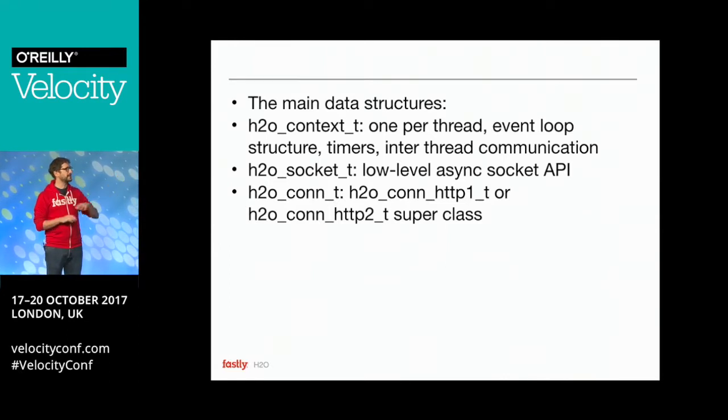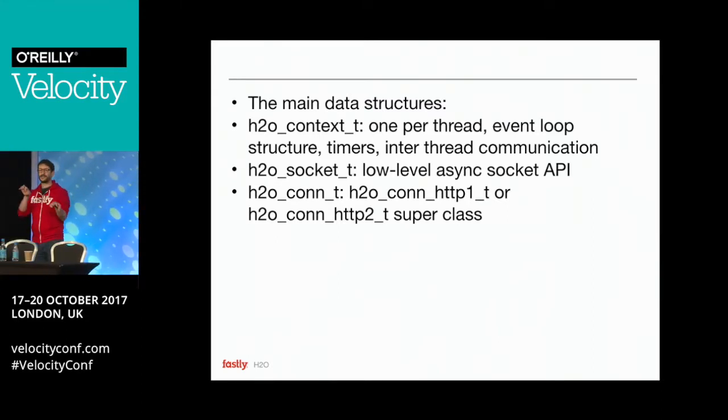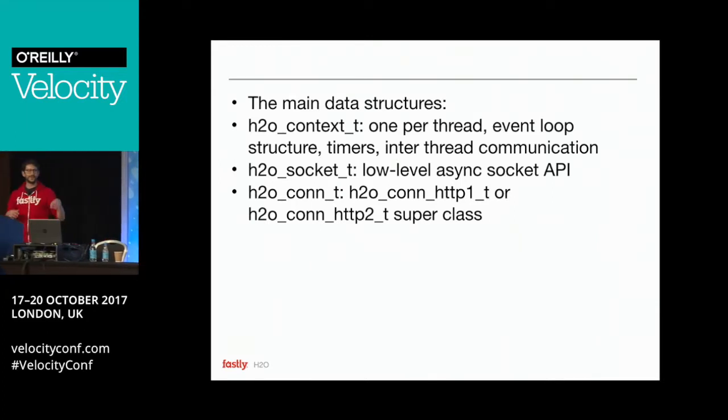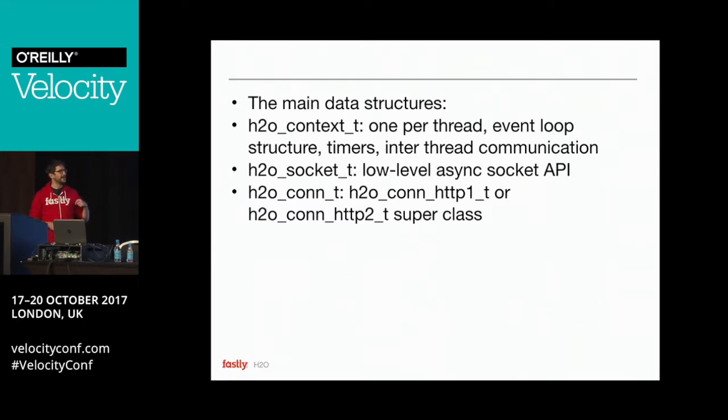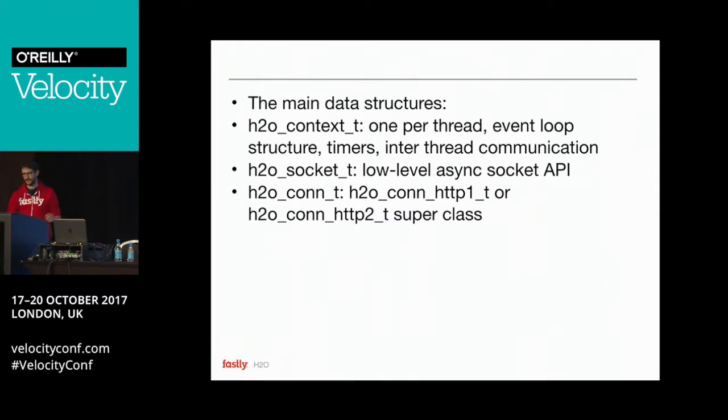Then h2o_socket is the low-level asynchronous API for writing to the network. And then h2o_conn is a superclass that abstracts the details between HTTP1 and HTTP2. The H2O code base does a lot of this, and I detail that in the CONTRIBUTING.md file. It uses a lot of this mechanism where we have a superstructure to abstract the details of specialized classes.